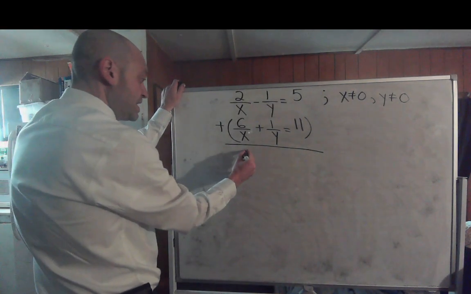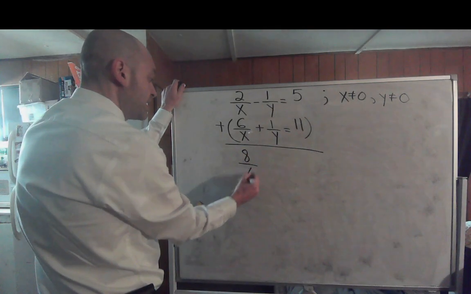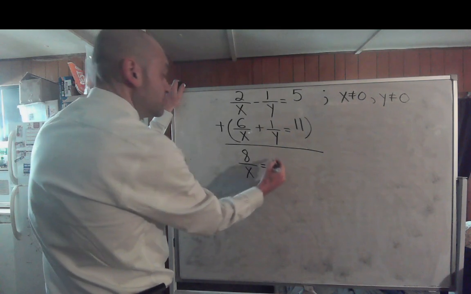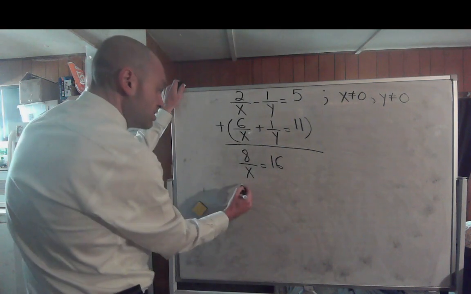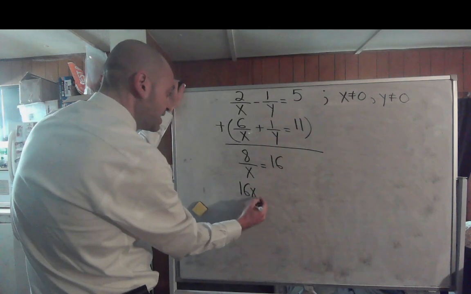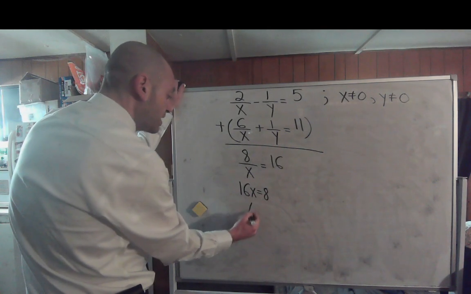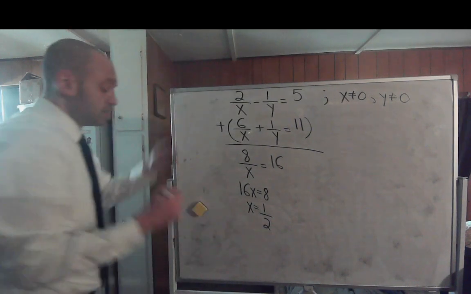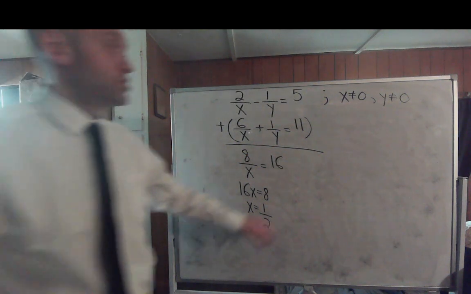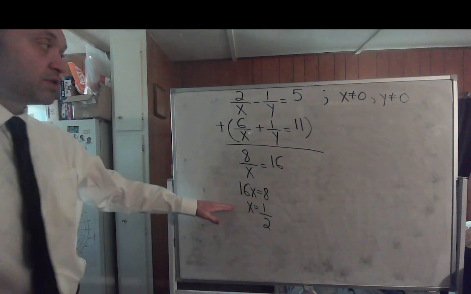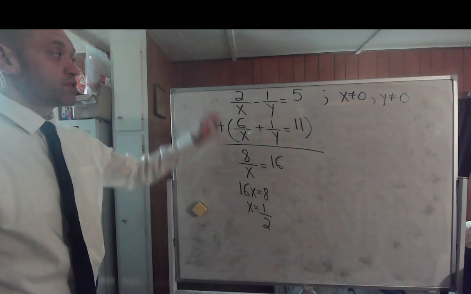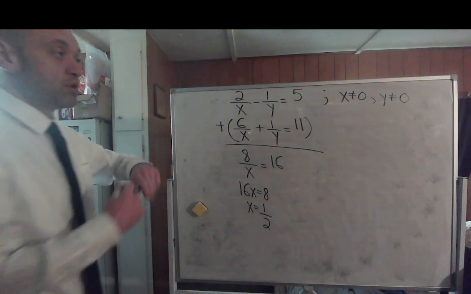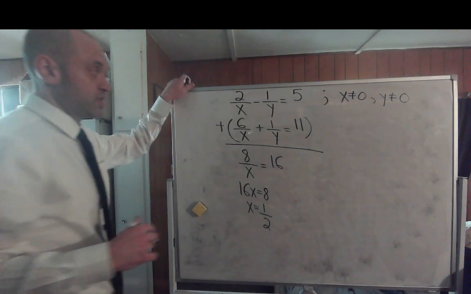Well, you're going to get that 8 over x is going to be equal to 16, which would give you 16x equals 8, or x equals 1/2. Well, this x value checks because it doesn't equal 0. Now just stick this into one of your original equations and solve for y. I'll pick the top one because of the smaller coefficient.